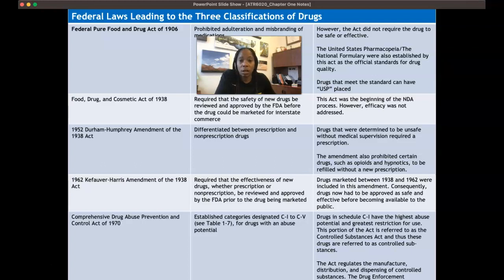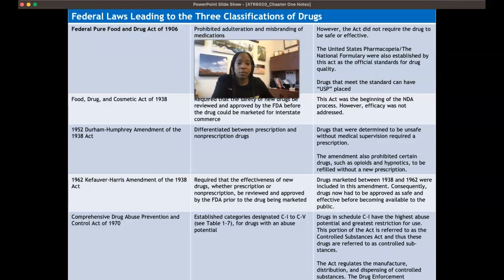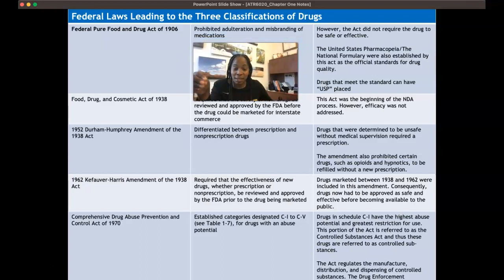So there are laws that really, truly do keep us in check as individuals, mainly our healthcare practitioners who are prescribing or handing out drugs. So the first one was the Federal Pure Food and Drug Act of 1906. Essentially, it prevented mislabeling of drugs, like creating a drug and then marketing it as something else. So it prevented the misbranding of medications, right?